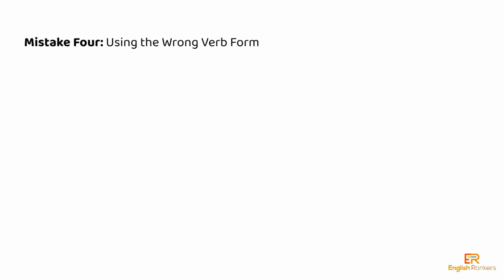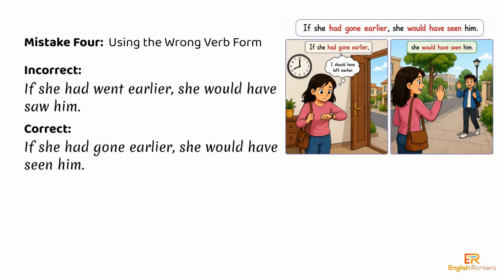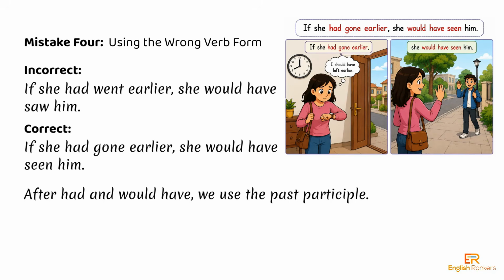Mistake 4, using the wrong verb form. Incorrect: If she had went earlier, she would have saw him. Correct: If she had gone earlier, she would have seen him. After had and would have, we use the past participle. Go becomes gone. See becomes seen.